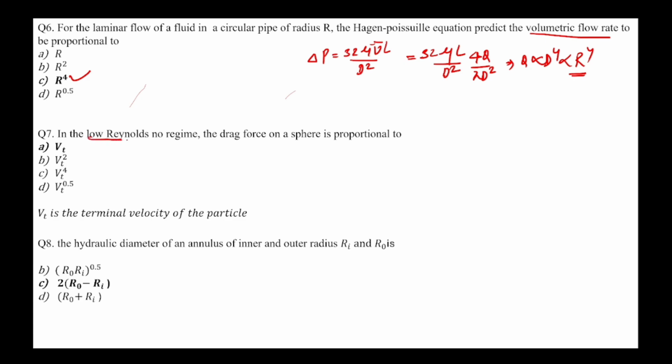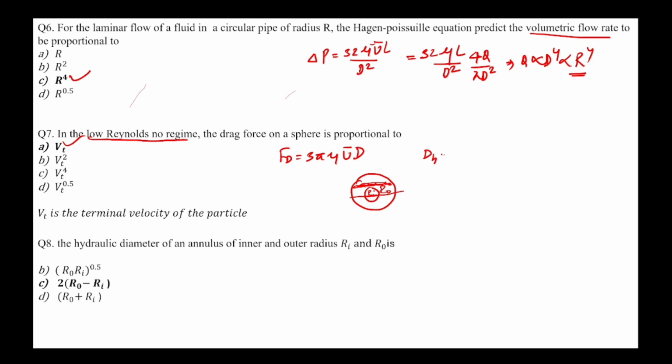In the low Reynolds number Stokes regime, drag force Fd is equal to 3 pi mu u bar d. So terminal velocity. The hydraulic diameter of an annulus with inner and outer radius Ri. We have solved these kinds of questions, right? So suppose this is Ri and this is R0, hope you understand R0.